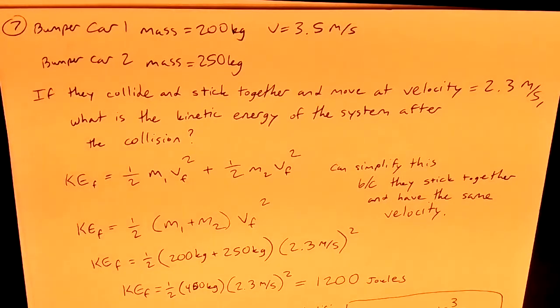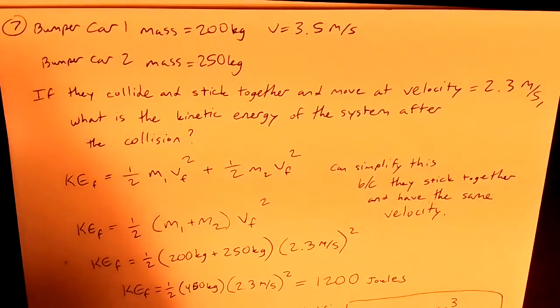And in 7, we're given another example. I'm talking about bumper cars. So remember when you could ride bumper cars? Yeah, that was a while ago now. But car 1 has a mass of 200 kilograms and a velocity of 3.5 meters per second before the collision.